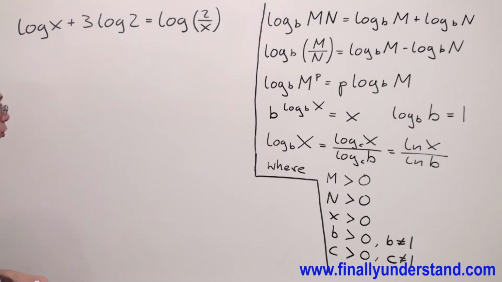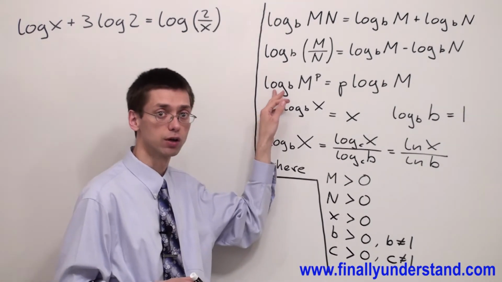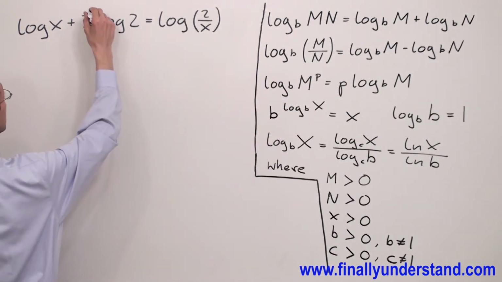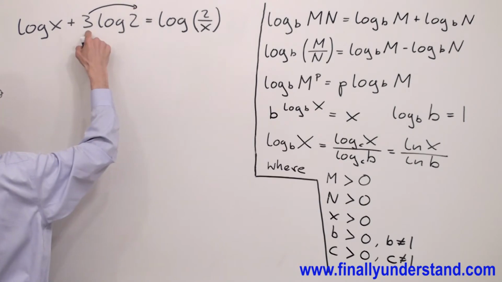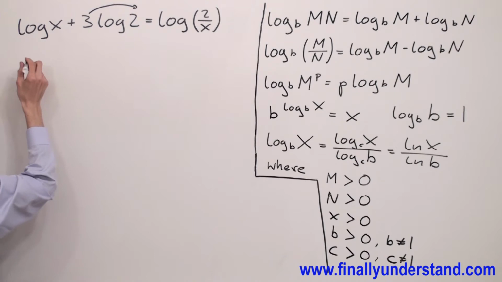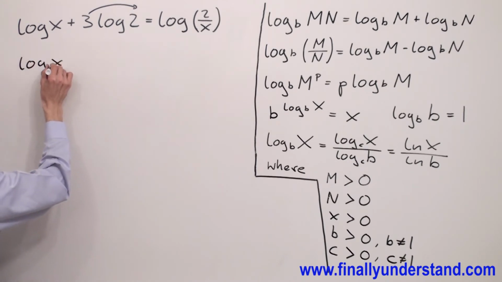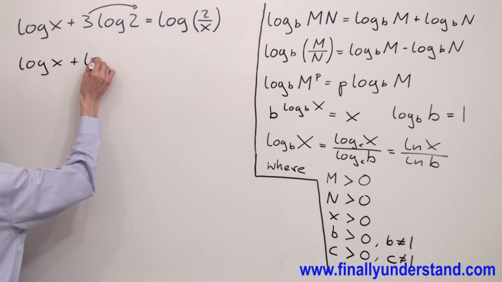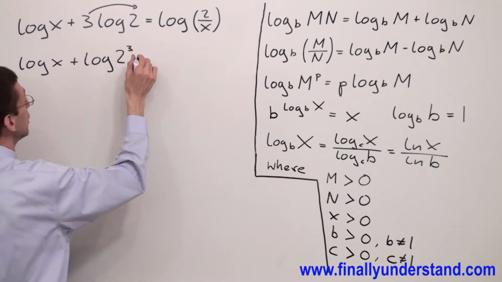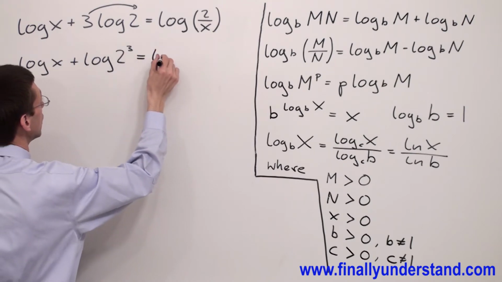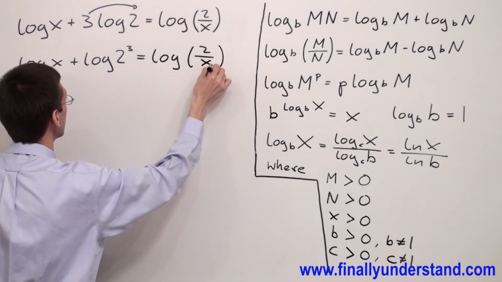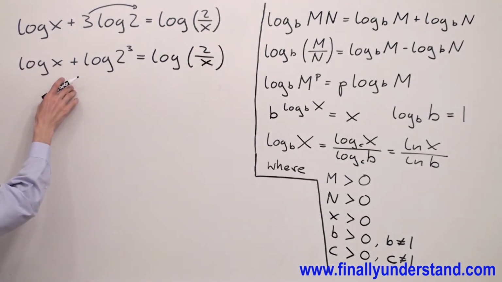So I'm going to use the property for the logarithm of a power, and move this coefficient to the exponent place. Logarithm x plus logarithm 2 to the third power is equal to logarithm 2 over x. Let's take a look at the left side.